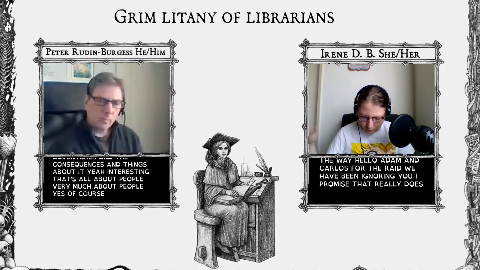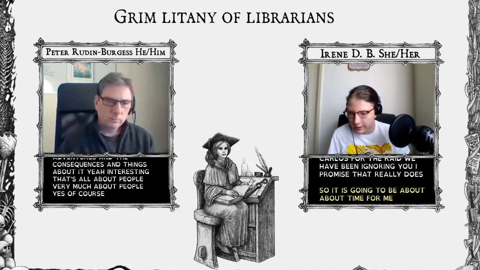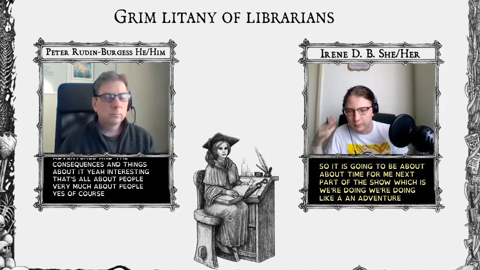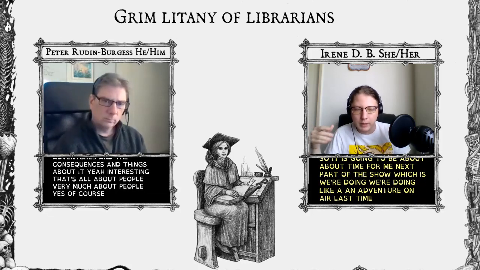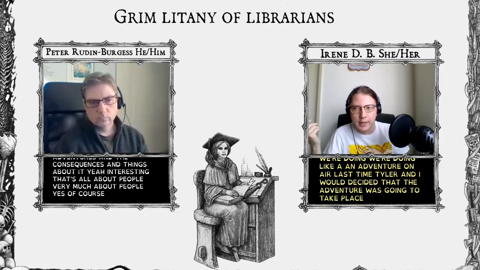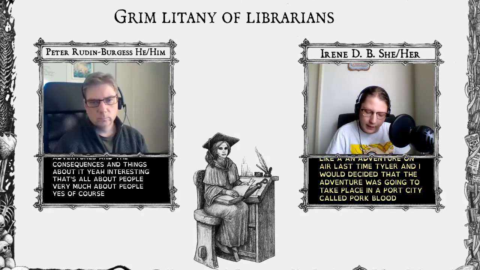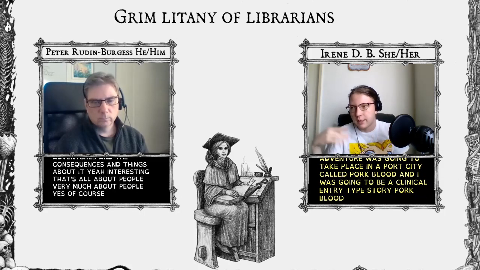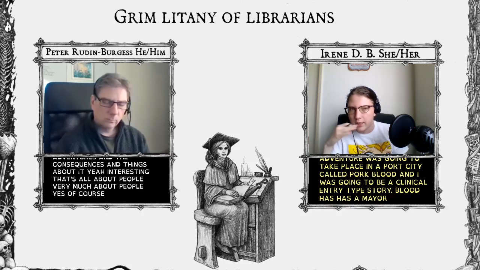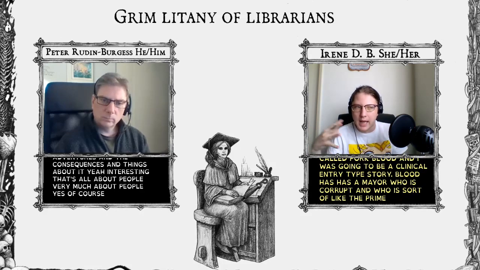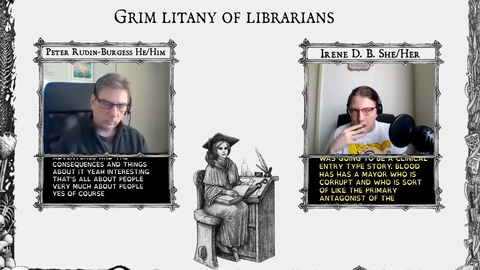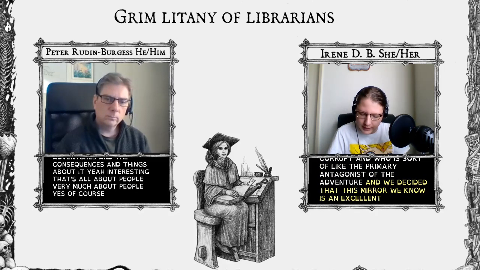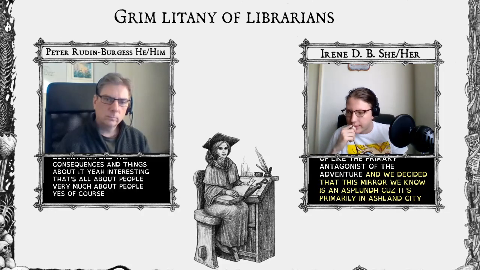So it is getting to be about time for the next part of the show, which is we're building an adventure on air. Last time, Tyler and I decided that the adventure was going to take place in a port city called Port Blood, and that it was going to be a political intrigue type story. Port Blood has a mayor who is corrupt and who is sort of the primary antagonist of the adventure. And we decided that this mayor is an Atzlin, because it's primarily an Atzlin city.